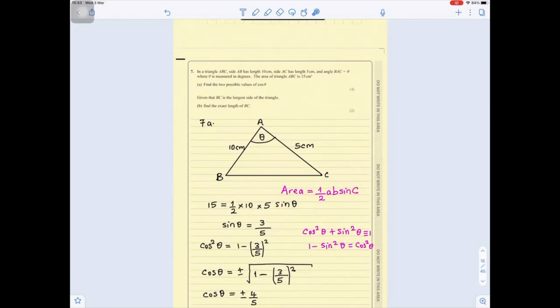Now, we know cos squared theta plus sine squared theta is identical to 1. And 1 minus sine squared theta is cos squared theta. So we have cos squared theta is 1 minus sine squared theta. And sine theta is 3 over 5. So it's 1 minus 3 over 5 squared. So cos theta would be plus or minus square root of 1 minus 9 over 25, which would give us plus or minus 4 over 5. So which are the two possible values of cos theta?